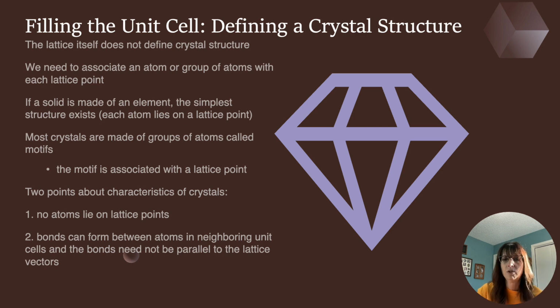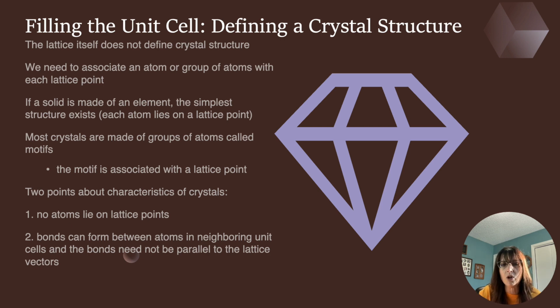So we're almost to getting to the shape of solids, but we're not quite there yet. We have to talk about defining the crystal structure, filling the unit cell. Like just exactly how do those atoms fit in this space? So the lattice itself does not define crystal structure. We need to associate atoms or groups of atoms with each point. If a solid is made up of an element, the simplest structure exists. That is, each atom lies on a lattice point. Most crystals, though, are made up of groups of atoms called motifs, and this motif is associated with a lattice point. It starts to get a little bit more complicated.